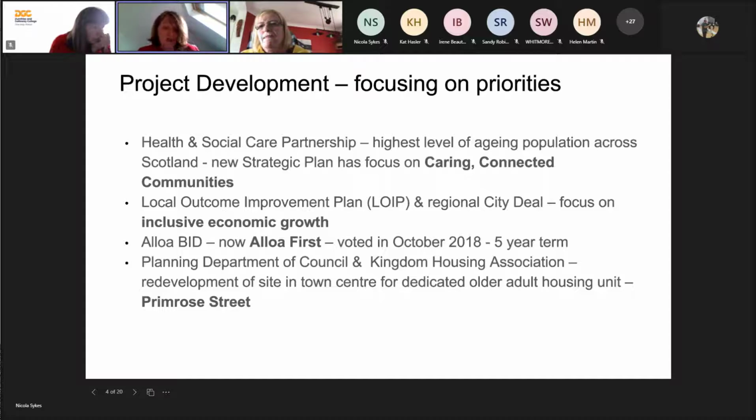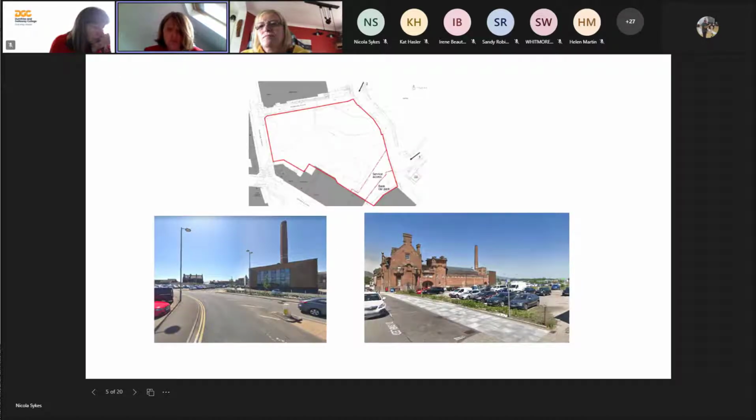It was a key site that was a former cooperative store in the middle of town. It's right where the car park is shown. The council wished to sell it to Kingdom Housing Association to deliver affordable housing. The building right next to it is called the Spear Centre. It's our library and registrar. So we're really right in the middle of town here.